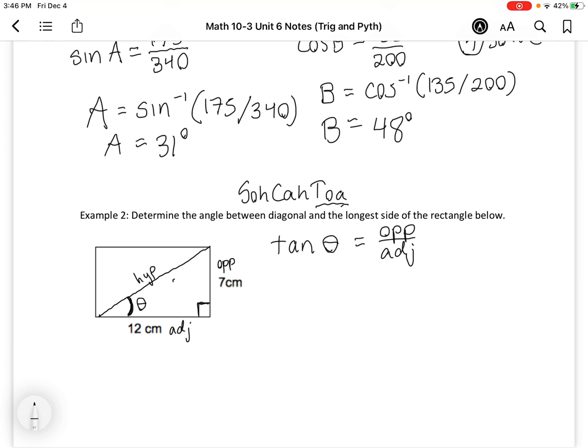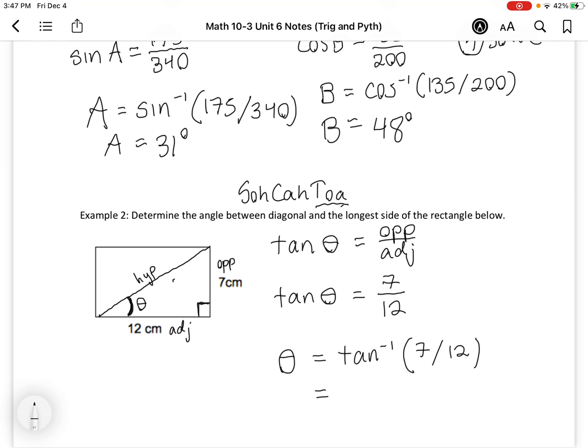And I'm going to fill in what I know. I don't know the angle, but I do know the opposite side, it's 7. And I do know the adjacent side, it's 12. Again, here I'm looking for an angle, but I have the ratio. To access the angle information, I need to use the tan inverse button. So theta is going to equal tan inverse of the ratio, 7 over 12.